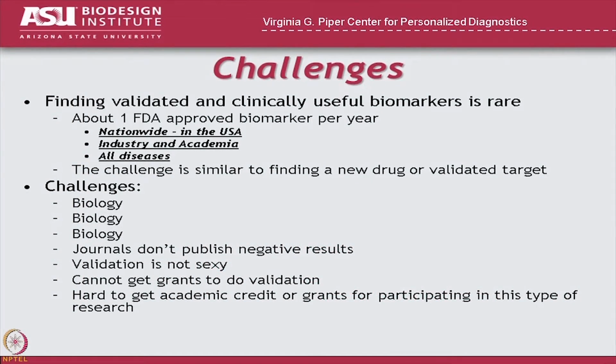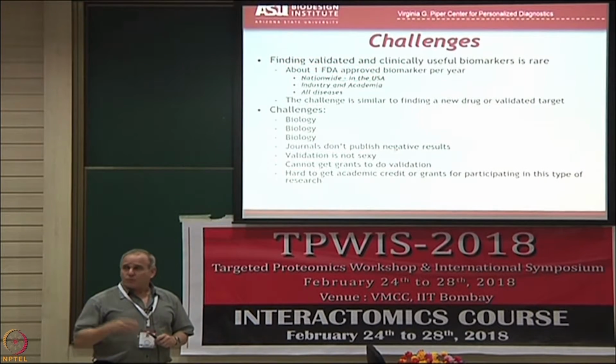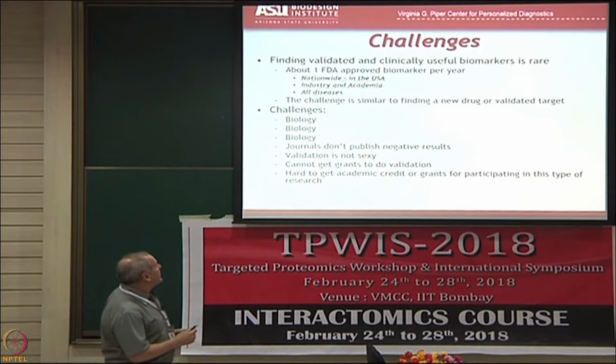I would argue that the biggest challenges are the biology itself. It's very hard to find a molecule that specifically can predict the outcome of a patient. So you have to look extremely hard to find it. But journals don't publish negative results, and so oftentimes people don't realize when markers are bad, and so they end up only publishing bad biomarkers.